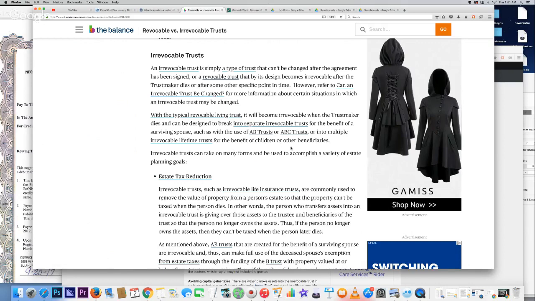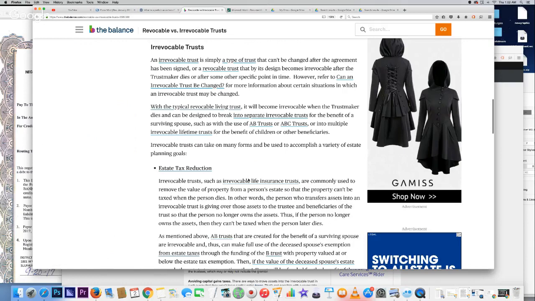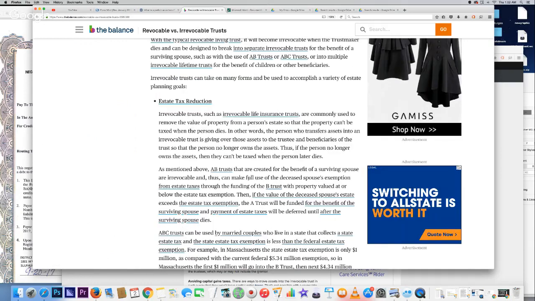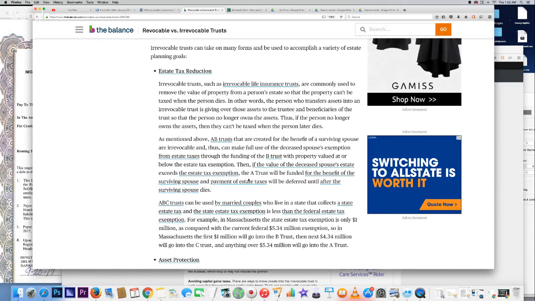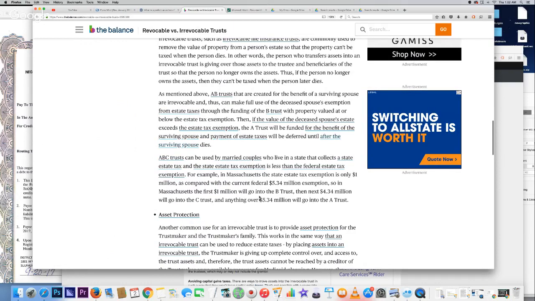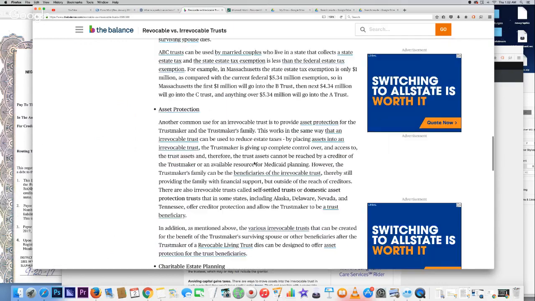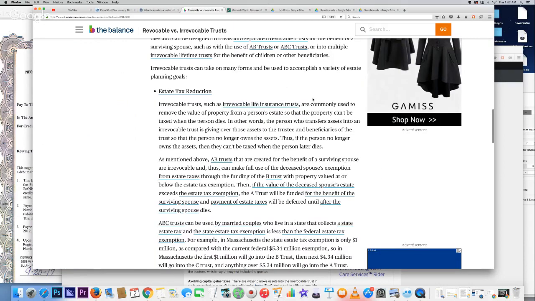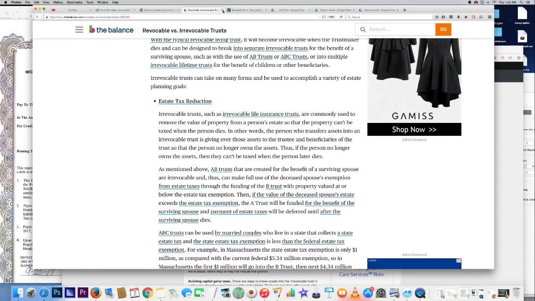of children or beneficiaries. Irrevocable trust can take on many forms and can accomplish a variety of estate planning goals. Estate tax reductions. We ain't gonna go into all that. Estate tax reduction, asset protection, charitable estate planning, so on and so forth. I just wanted to run through those so you get the basic understanding between the revocable and irrevocable trust. If you want more information on it, please do your own research.